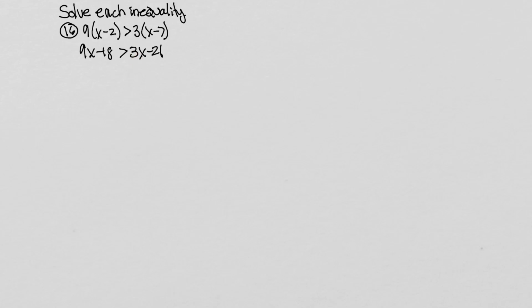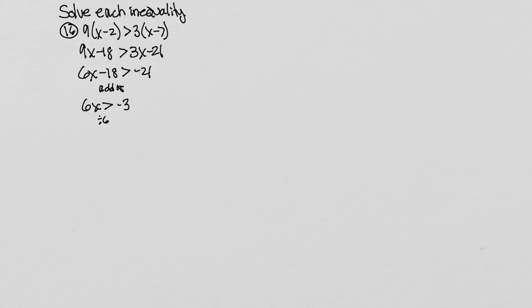So 9x's minus 3x is 6x's, minus that 18. That's now greater than negative 21. Now let's add this 18, so we'll get 6x strictly greater than. Now, negative 21 plus 18. 21 minus 18 is 3, but this is going to be negative, so negative 3.